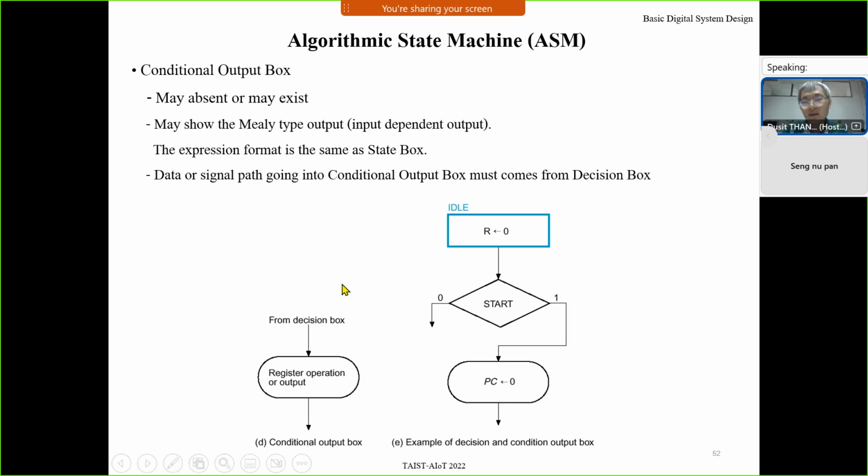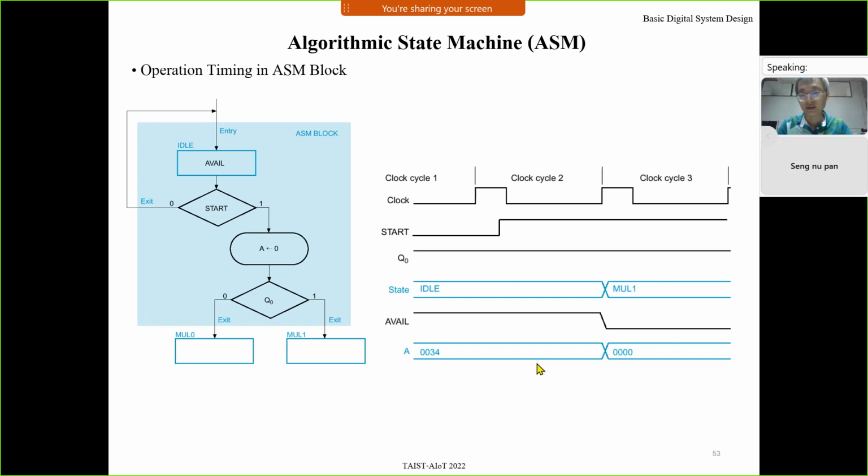And this one is the conditional output box. This means that this value is based on the input condition. This is the input variable. If input start is 1, this register PC will be 0. Okay, all clear. Let's see this diagram.